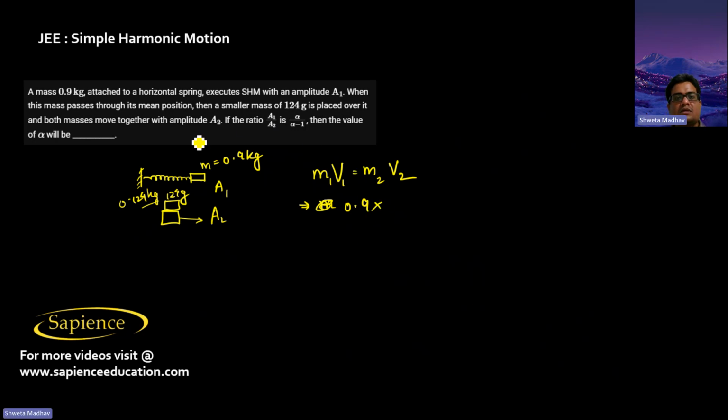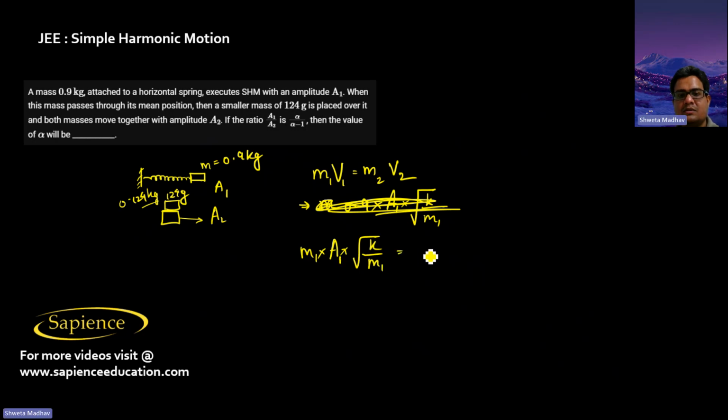The maximum velocity at the mean position is A1 omega 1, where omega is root over k by m for the spring, root over k by m1. So I will say m1 into A1 into root over k by m1 is equal to m2 into A2 into root over k by m2. So root k and root k will get cancelled. Then I will say that A1 into root m1 is equal to A2 into root m2.